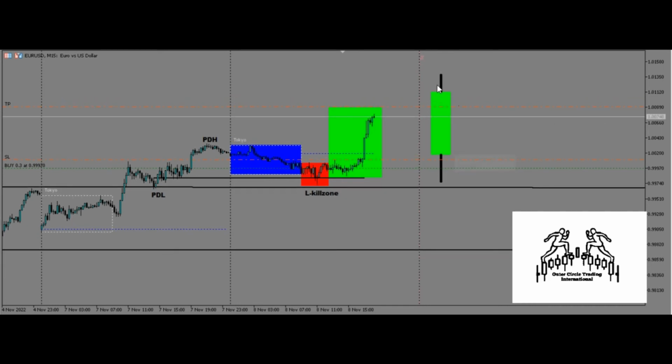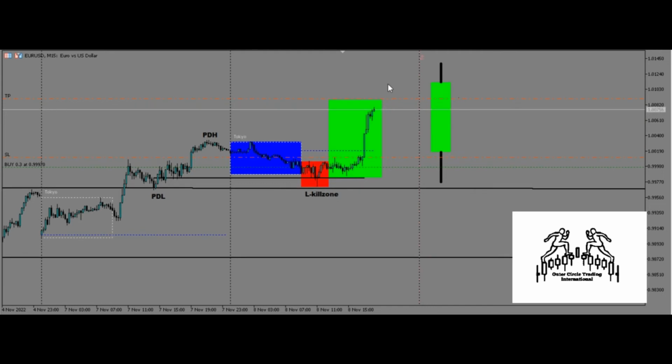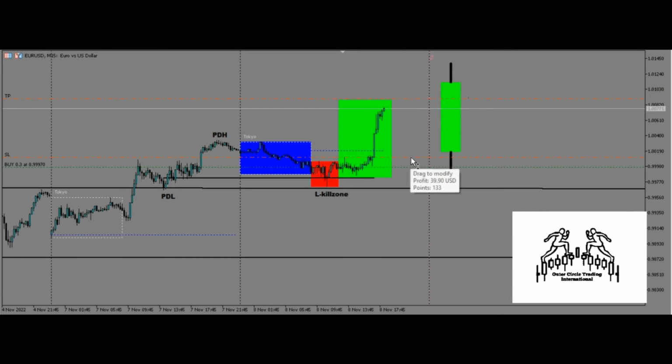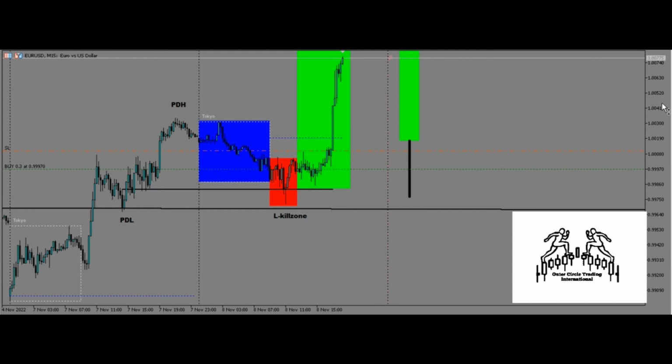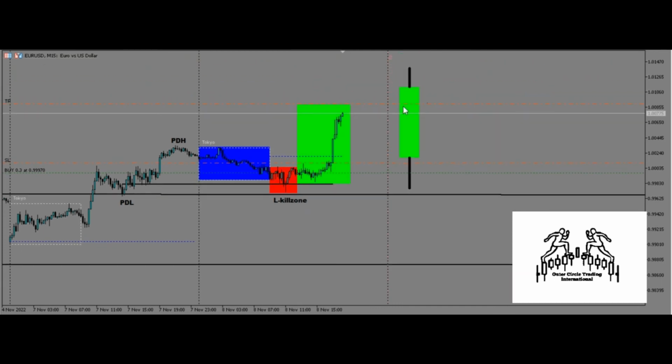So this is what you are seeing on the daily chart. This is the daily candle. This is what you're anticipating to see, and I don't know really how far it will move, but I'll be trading my trade and my stop, just to see where it will close.